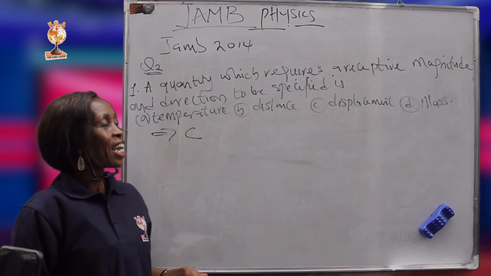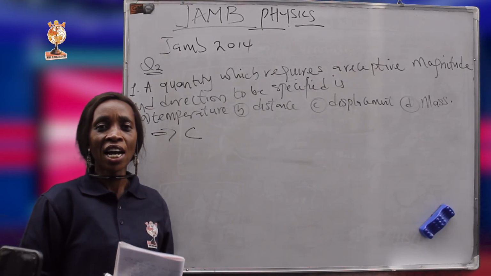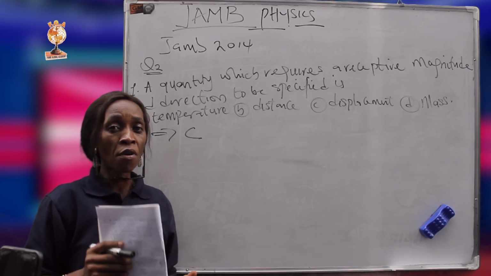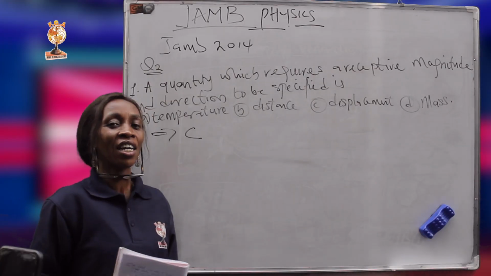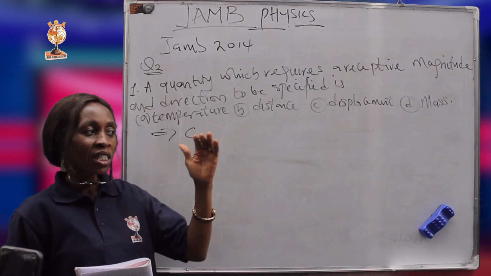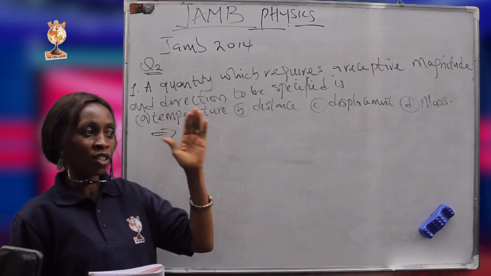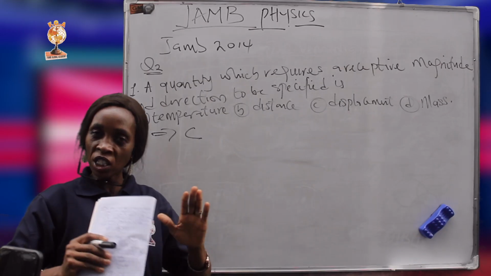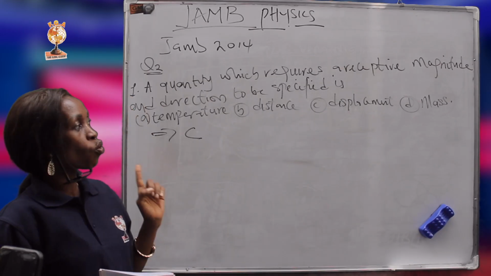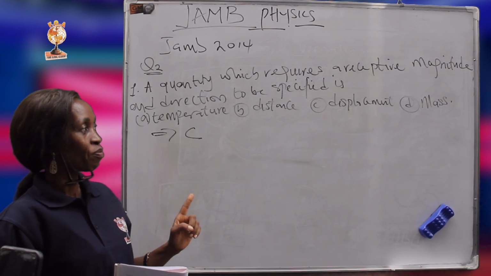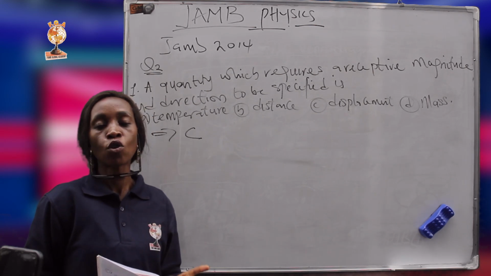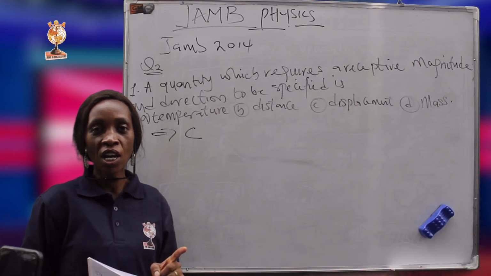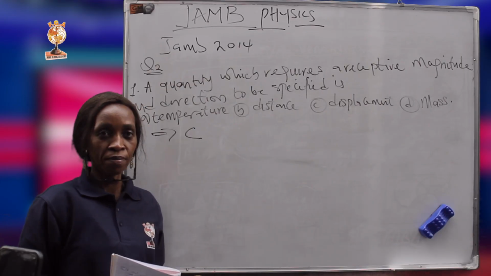Displacement is a vector quantity. It has magnitude, it has direction, not just only direction, but a specified direction, showing you the distance of an object and the direction it is going, whether it's northwards or southwards, it's being specified. So the answer to this question is C. Displacement. Displacement is a vector quantity. It has magnitude and it has direction.